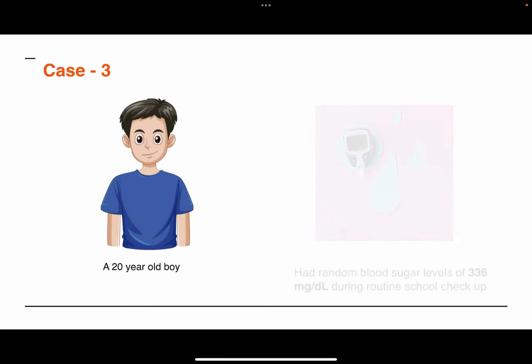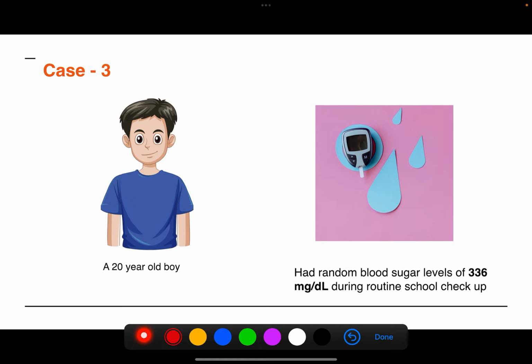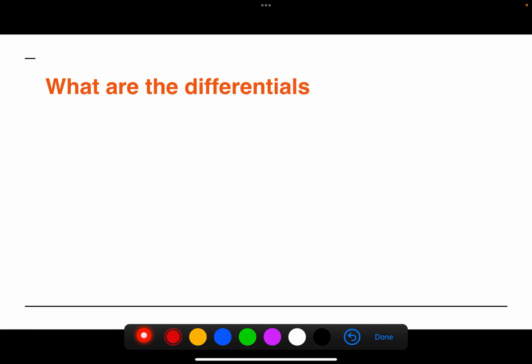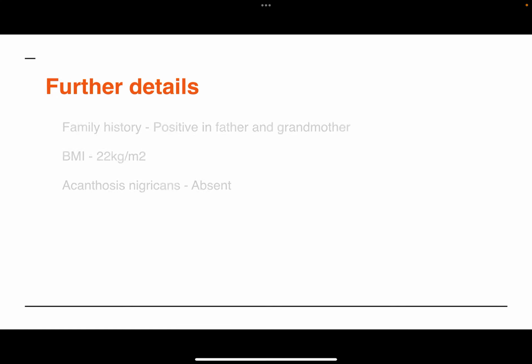Now, case 3. A 20-year-old boy had random sugar levels of 336. It's very high. Now, what can be a differential? So, a young patient having diabetes, first will be type 1, next will be MODY. Now, let's see further details.